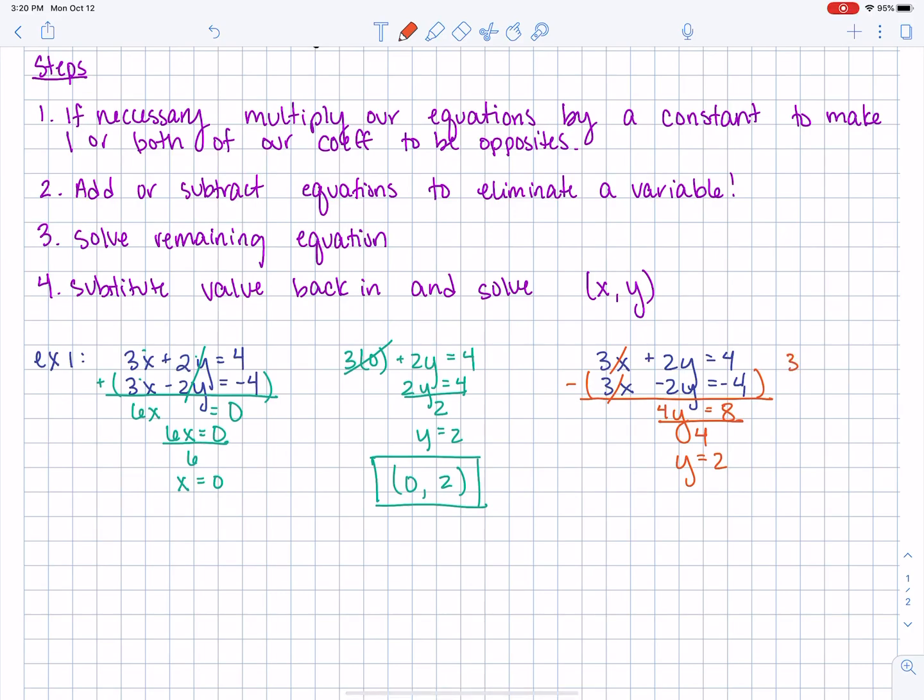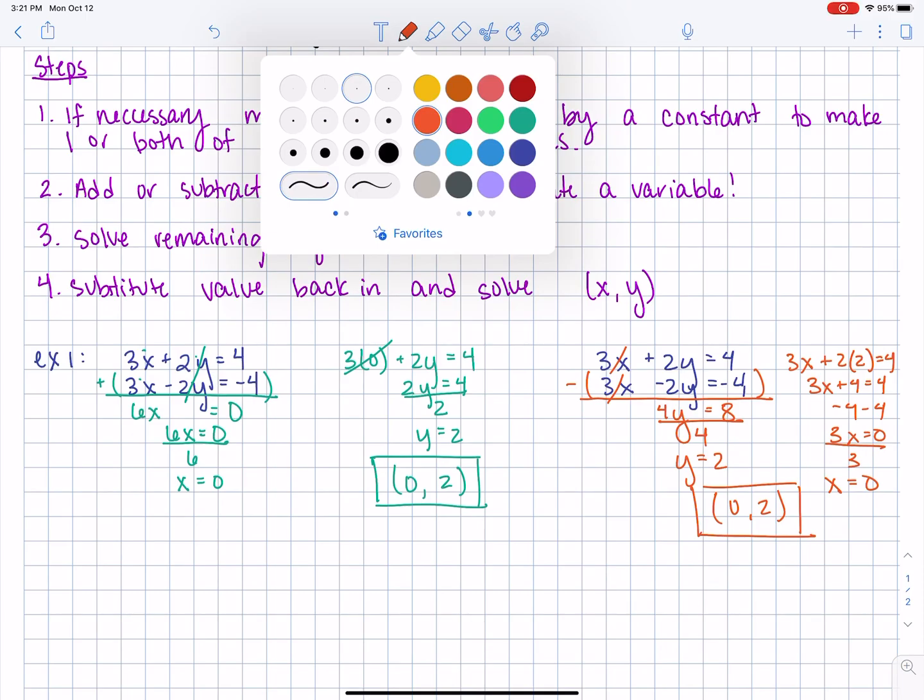And now we're going to solve for x. So 3x plus 2 times 2 is equal to 4. 3x plus 4 is equal to 4. And when you're solving for x here, you get 3x equals 0, divide by 3. And we just proved the exact same thing. We already knew that this solution was (0, 2), but it's nice to know that we got it correct both times. Okay, so we didn't exactly have to do step number 1 there.